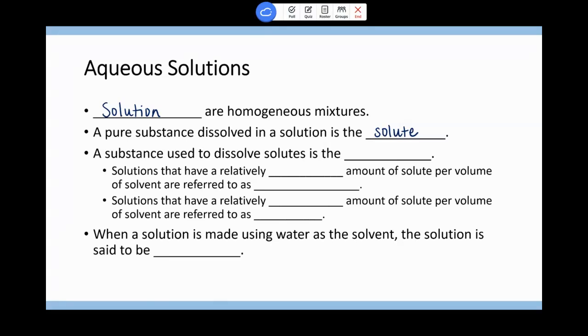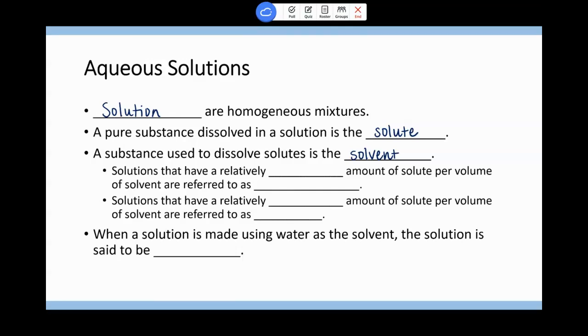So if you have salt water, salt is dissolved in the water, the salt is the solute. The substance in a solution that's used to dissolve the solute is called the solvent. So in a saltwater example, water is the solvent. So we'll use this language when we talk about solutions.